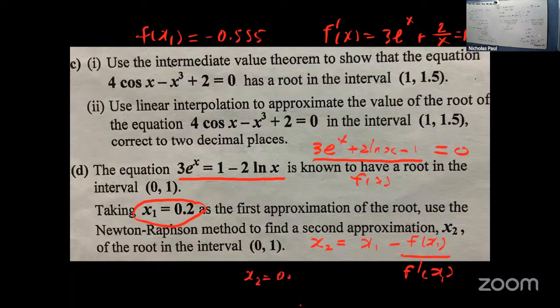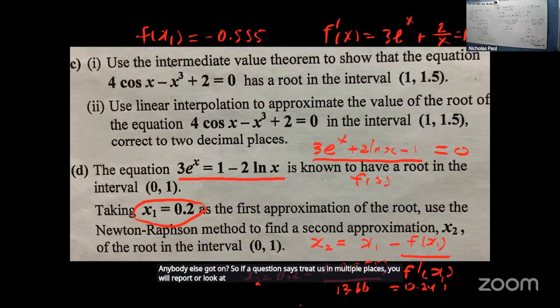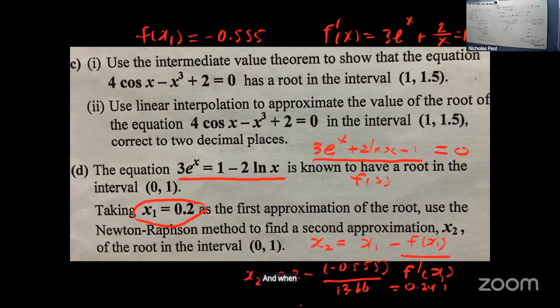So that'll be 0.2 minus 0.555 all over 13.66. So we get 0.0241. Anybody else get that? Yes, sir. So if a question says 3 decimal places, you work with 4, or look at 1 more decimal place, and when you round off and get the same answer, then you stop. Everybody okay with that?